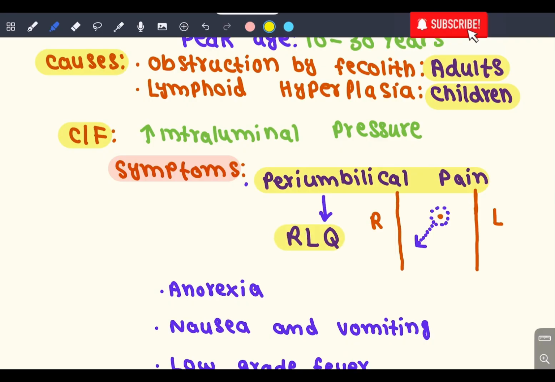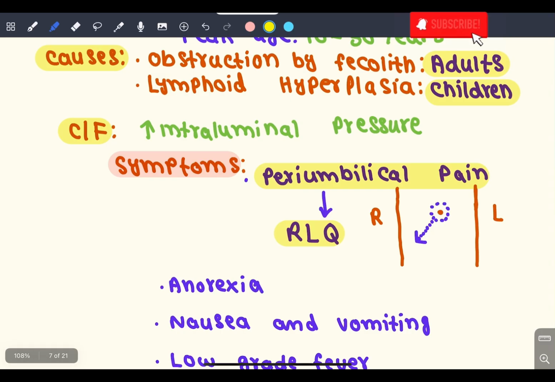the right lower quadrant because of the involvement of the peritoneum. Let's say this is the left side, this is the right side, and this is the umbilicus. Initially the pain will start para-umbilically, and it will go toward the right lower quadrant. So this is the shifting or radiation of the pain in appendicitis. If a patient says I have para-umbilical pain, and then says I have right lower quadrant pain, both are related to appendicitis.